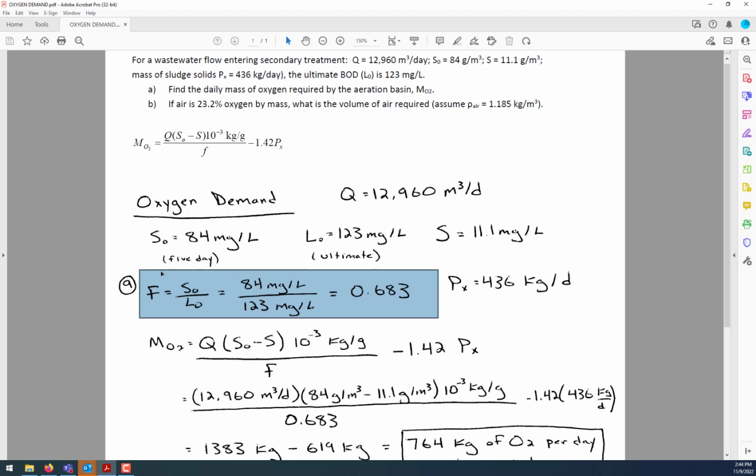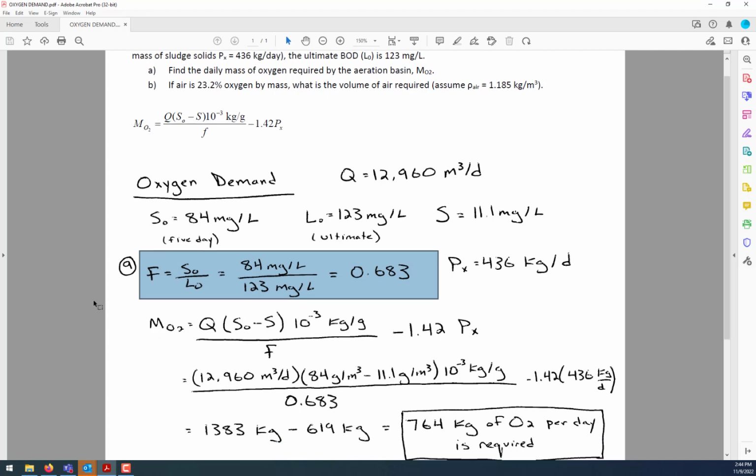So then putting these things into our formula to determine the mass of oxygen required, you can see here through the calculations that when accounting for the rate of sludge production, the mass of oxygen required each day is 764 kilograms per day.